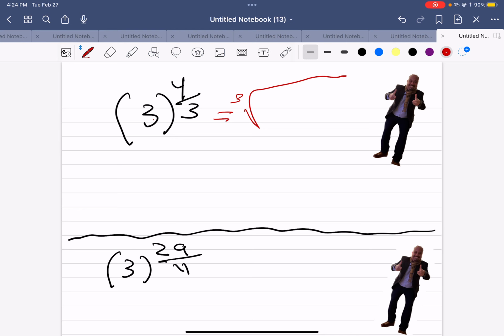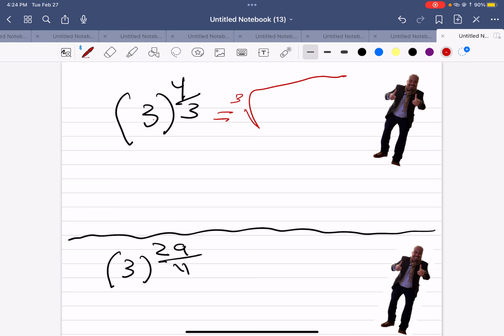Good evening, everyone. A lot of you today told me to give you some examples of how you evaluate fractional exponents with bigger numbers than the one we had before. So let me share my screen. Okay. I have a couple examples here that I would love you guys to work on with me.